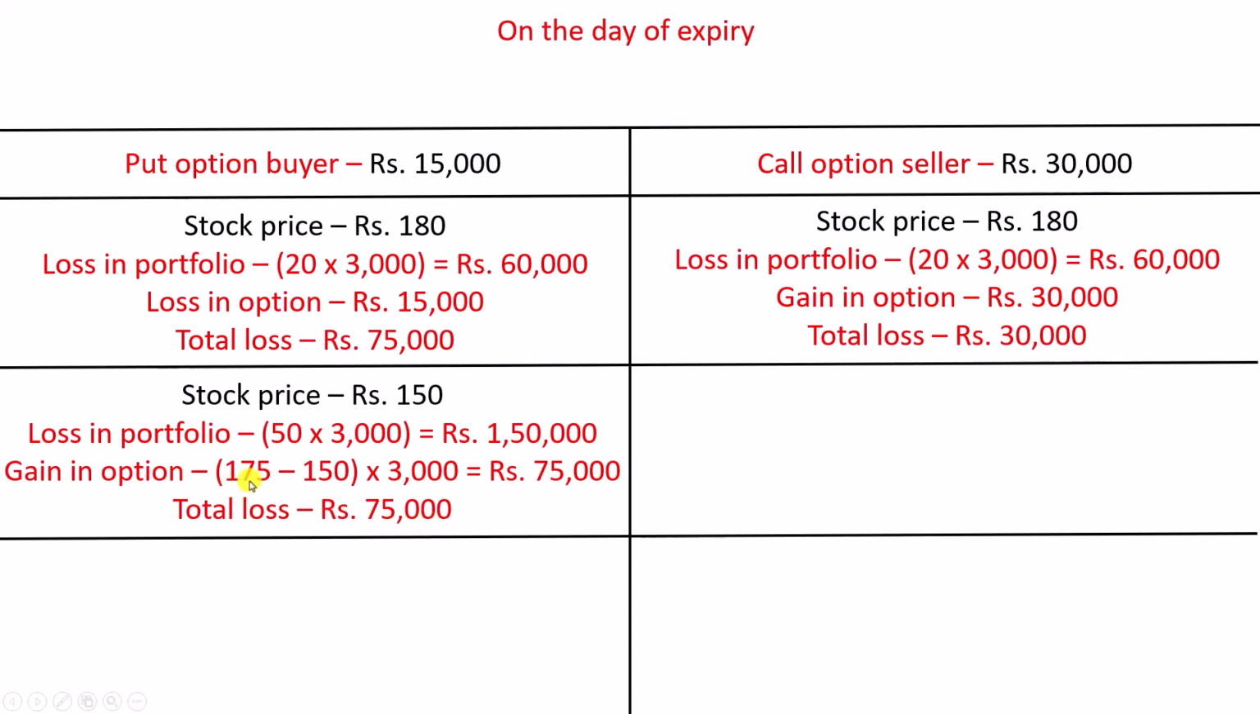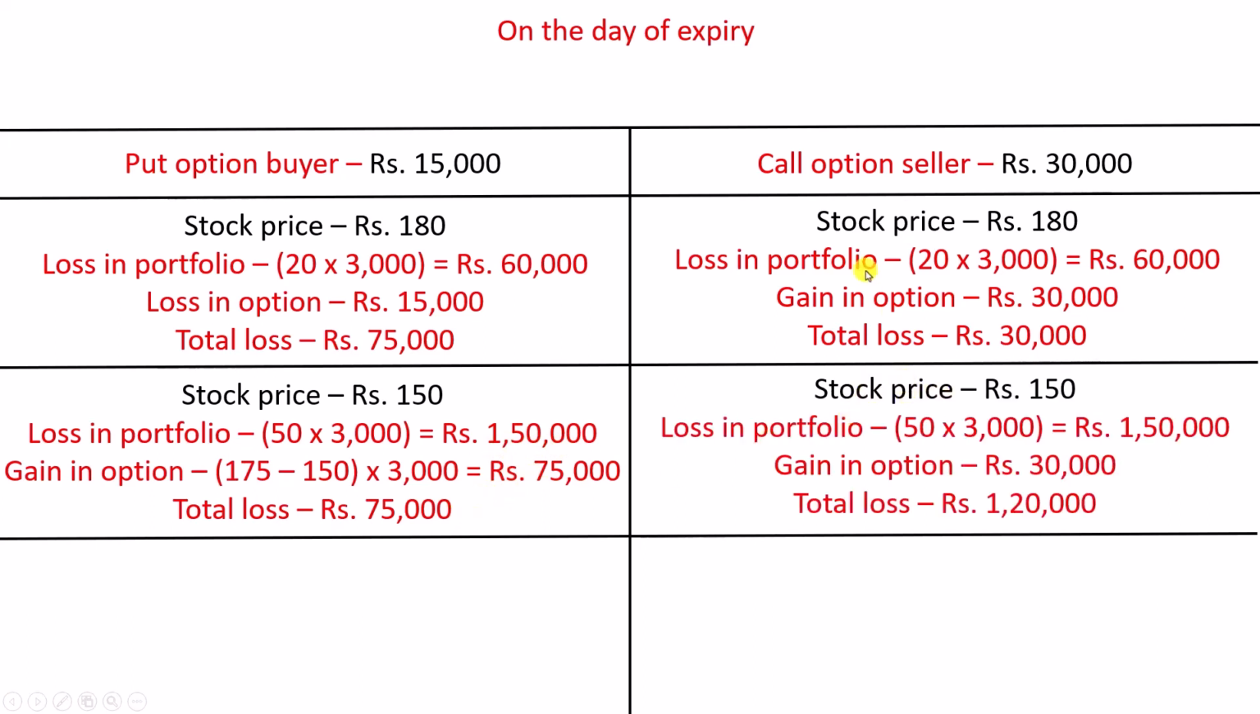Now, what is this 175? What is this 150? 175 is the break even amount. I or you had bought an option of strike price 180 by paying 5 rupees premium per stock, correct? So 175 will be the break even price. We have learnt about break even price before too, so I'll not go into detail about this. So 175 minus 150. What is 150? The current price. So 175 minus 150 into 3000 gives you this amount. So by hedging, I was able to reduce the loss from 1,50,000 to 75,000.